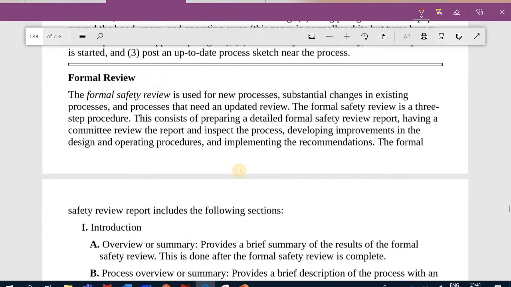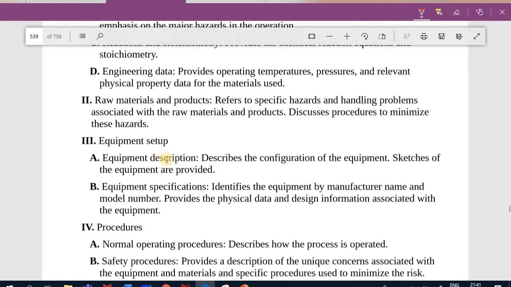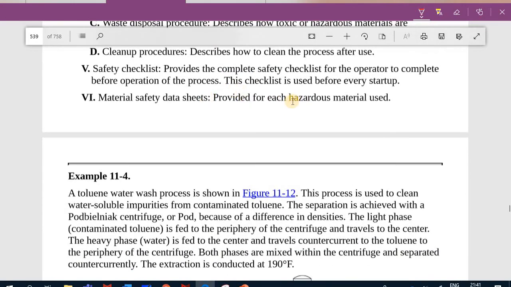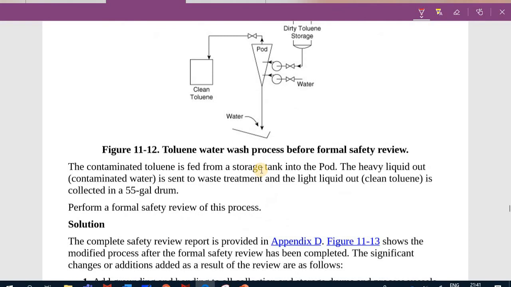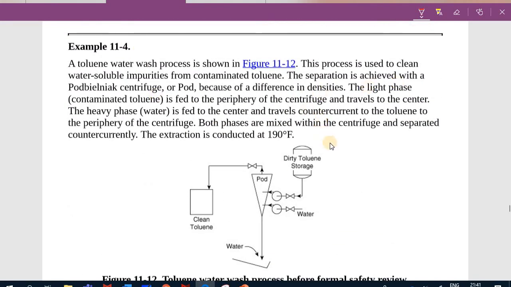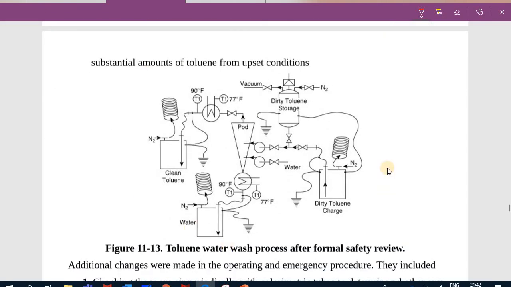You can see that, of course, you can have a formal review where you have all the information about everything: the summary, the reaction, the engineering data, the materials, the equipment, the procedures, so that you can go to the next step and do your safety review there. Okay, this is another system, 11.4. Again, some kind of a system here. You can go through this, but there's something added here where you need to add relief valves and some grounding because of static charges. They had added a lot of stuff, and that was like a formal safety review where they had all the information about everything within this plant.